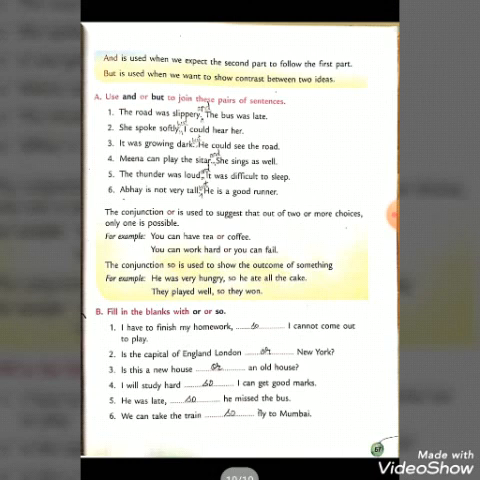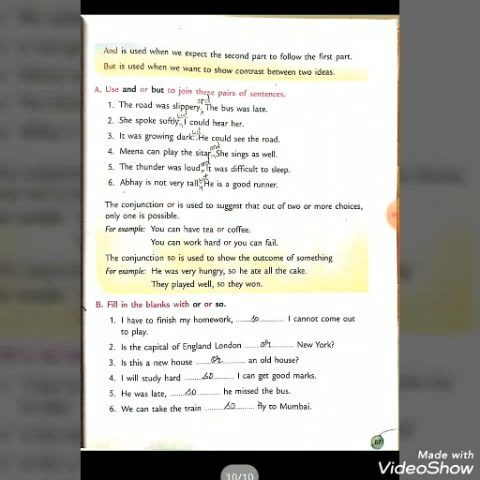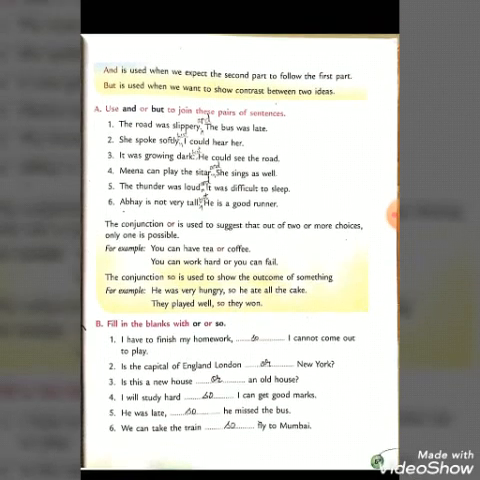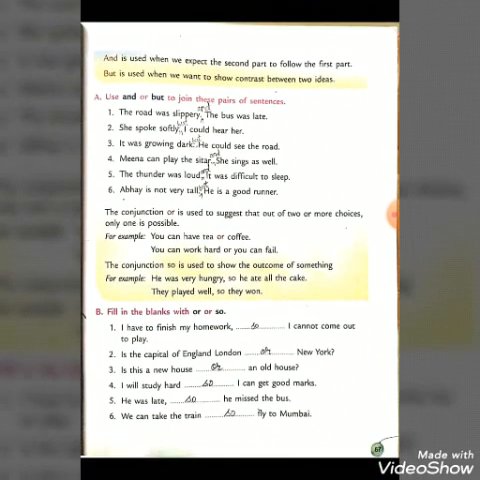Here you know that and is used when we expect the second part to follow the first part. The same way, the road was slippery is the first part, and the second part is the bus was late. And we expect the second part, the bus was late, to follow the first part. The road was slippery and the bus was late. Like that, my dear students, the next sentence is, she spoke softly but I could hear it.